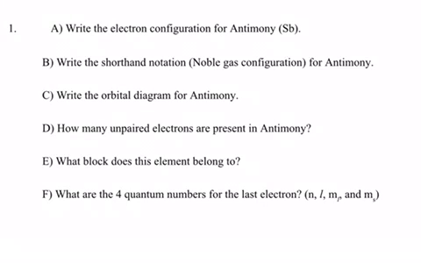Hello everybody, today we're going to be looking at a tutorial on how to find the electron configuration, the noble gas configuration known as the shortcut, the orbital diagram for antimony, and I'm going to ask you how to find how many unpaired electrons there are, what block the element belongs to, and we are going to identify the 4 quantum numbers for the last electron.